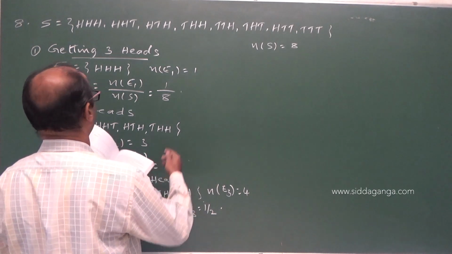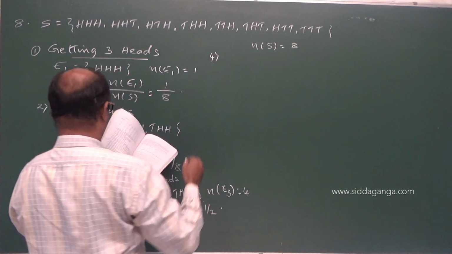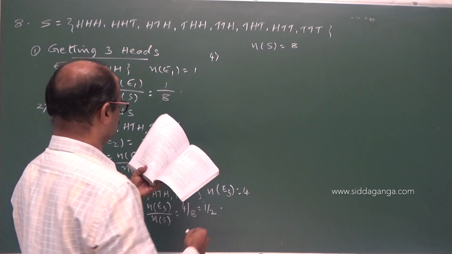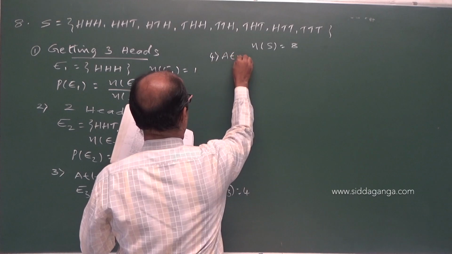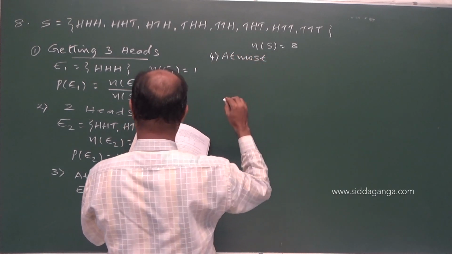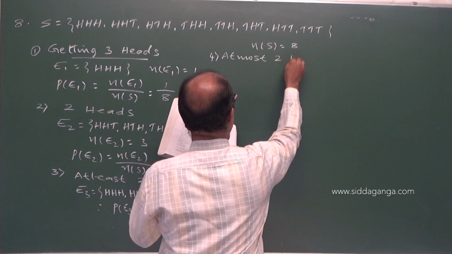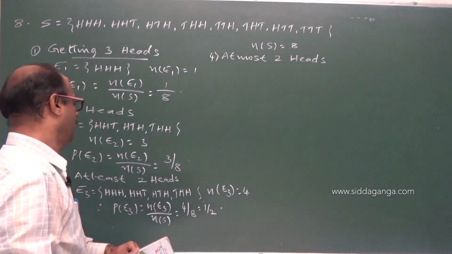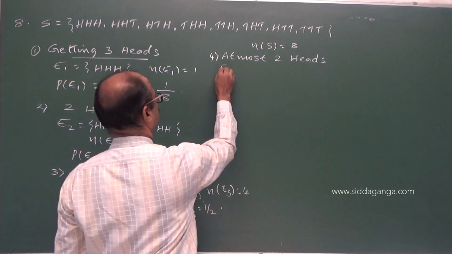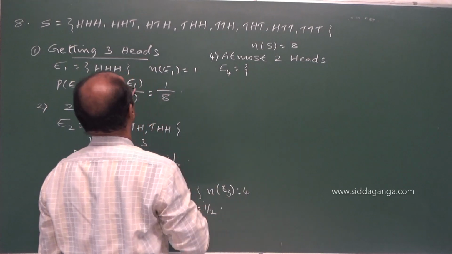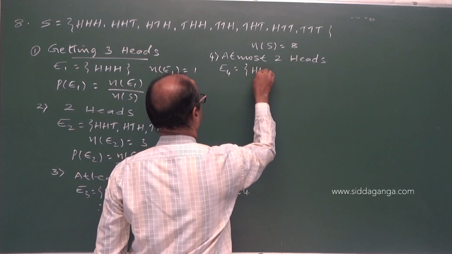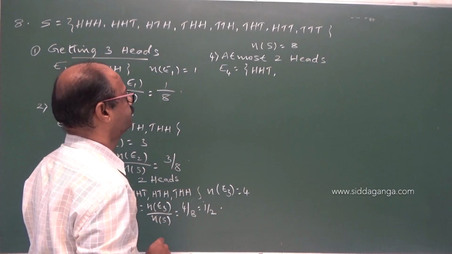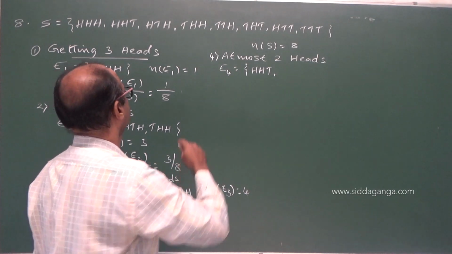Next, number 4, at most 2 heads. At most 2 heads. At most 2 heads means maximum 2 heads. So this is E4 is equal to, we'll start from H H T. We don't take the first one, triple H, because that is 3 heads. Maximum 2 heads is what we need.